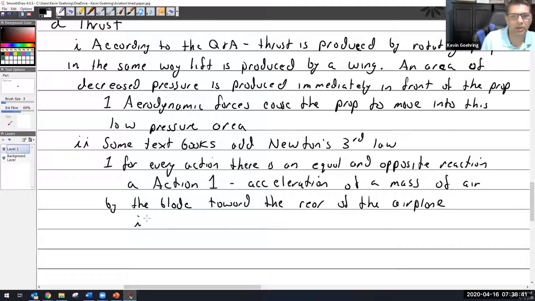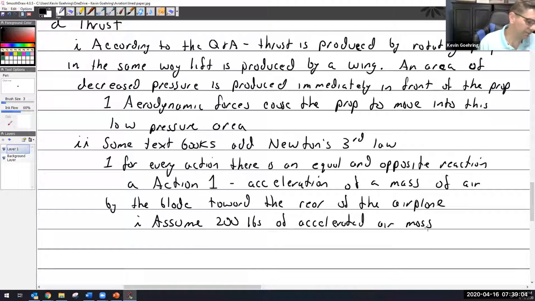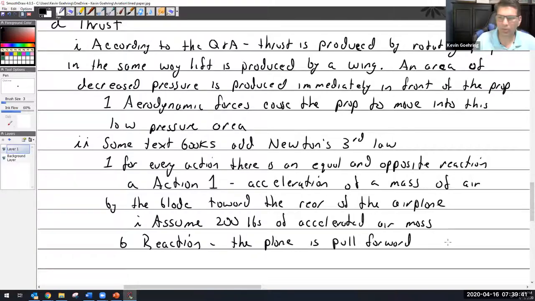So I have here a note that we can just pretend. So we could put, assume 200 pounds of accelerated air mass. Maybe I would better call it reaction. So if the action is the acceleration of a mass of air by the blade thrown to the rear of the airplane, and let's just pretend for a minute that 200 pounds of air was actually accelerated backwards, then what is my reaction? Well, the reaction is the plane is pulled forward with 200 pounds of pulling force.